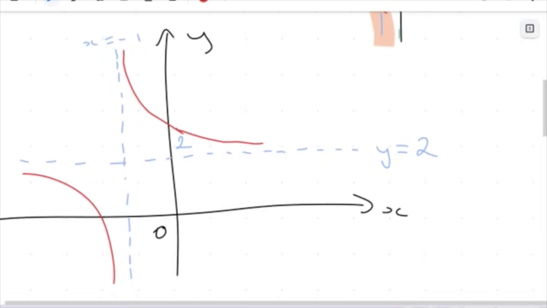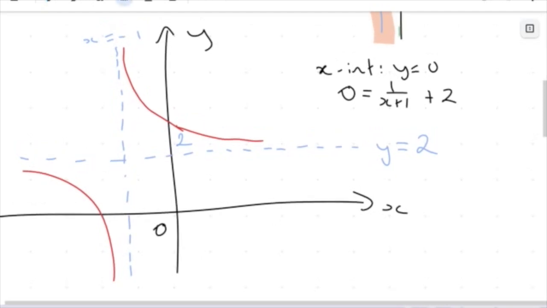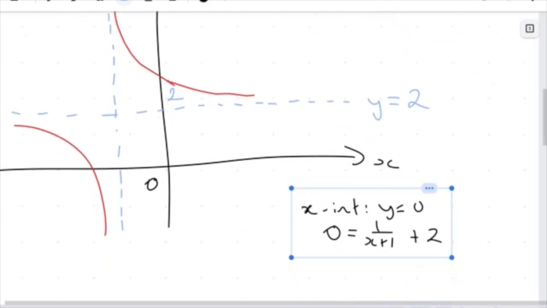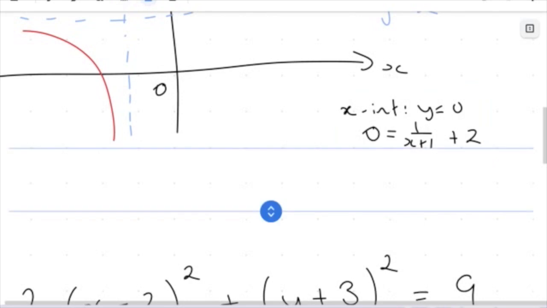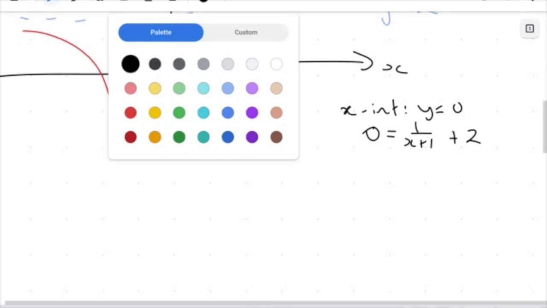And we can find what these intercepts are by just substituting in x equals 0 or y equals 0 into these. So let's actually just do that quickly. We have my x-intercept when y equals 0. So that's going to be 0 equals 1 over x plus 1, plus 2. Let's actually do this down the bottom because I don't have a lot of space to work with up here. So my x-intercept, I find this by substituting in y equals 0, and let's go about solving this equation.